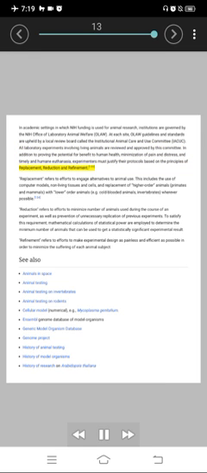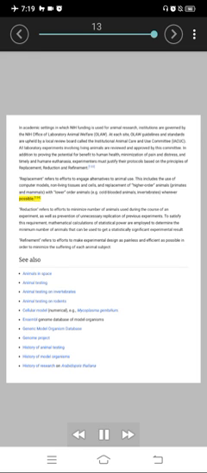Replacement refers to efforts to engage alternatives to animal use. This includes the use of computer models, non-living tissues and cells, and replacement of higher order animals, primates and mammals, with lower order animals, e.g. cold-blooded animals, invertebrates wherever possible.